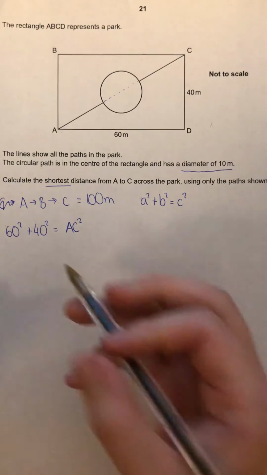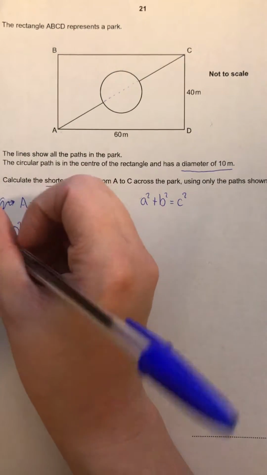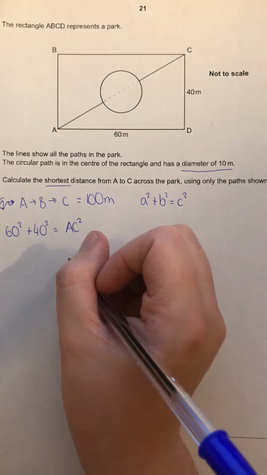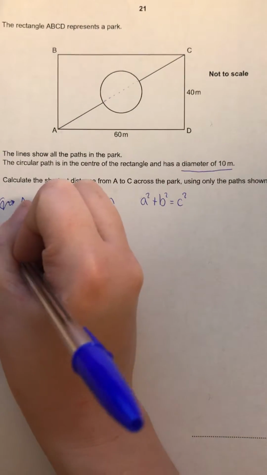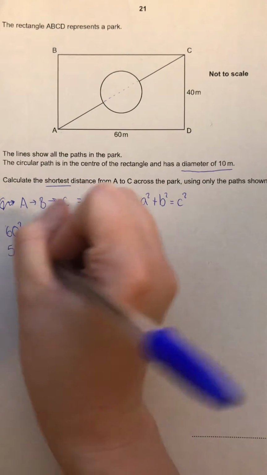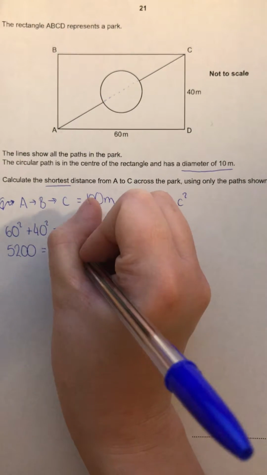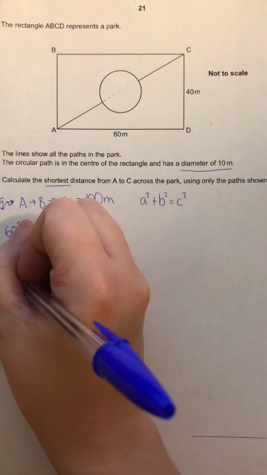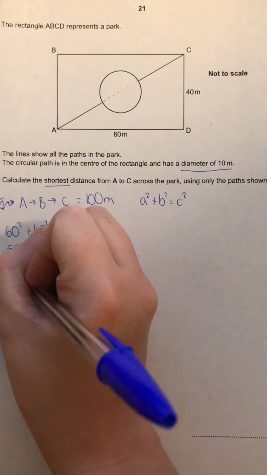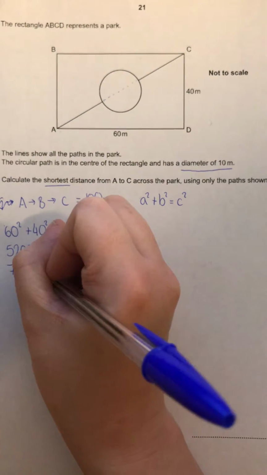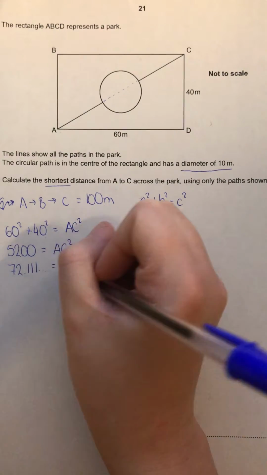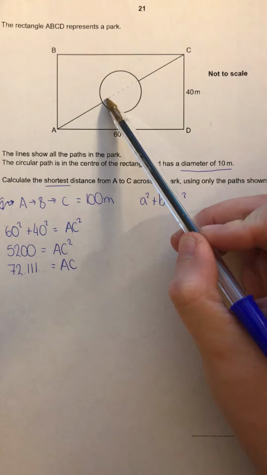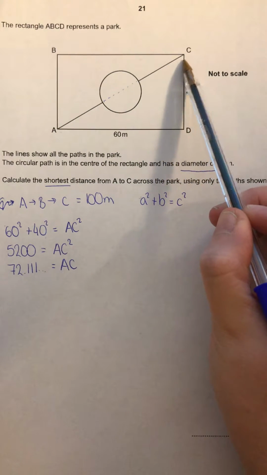Okay, so if we go through and work that out, we've got 3,600 add 1,600 equals AC squared. So if you calculate that, we have 5,200 equals AC squared. Now to find out the length of AC, we need to square root it. So we end up with 72.111, and it carries on, equals the length of AC. Now that takes us from A straight through here and carries on to C.